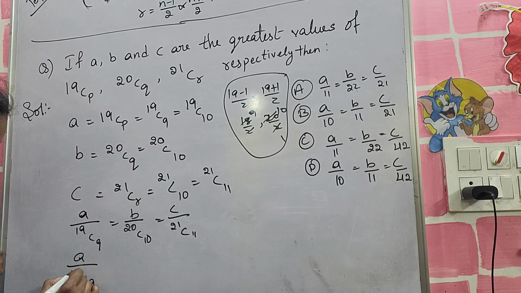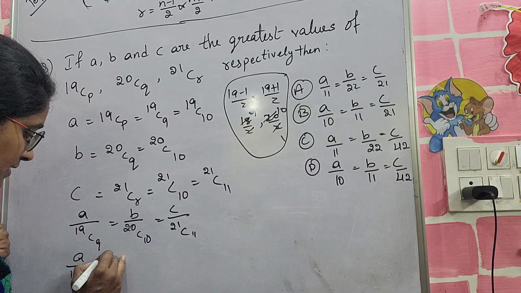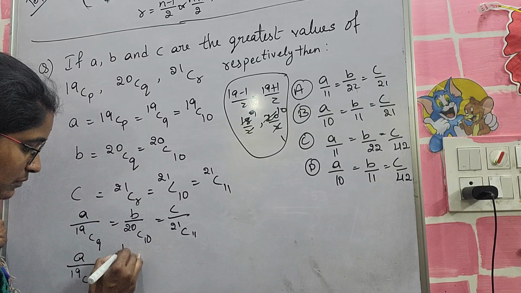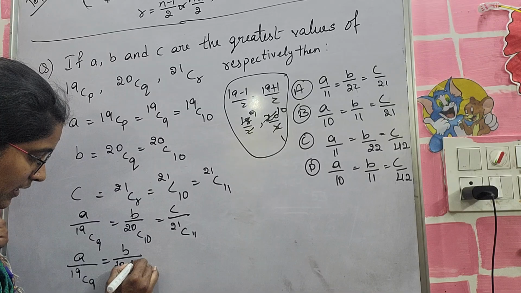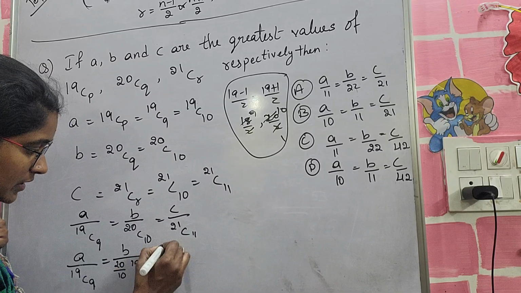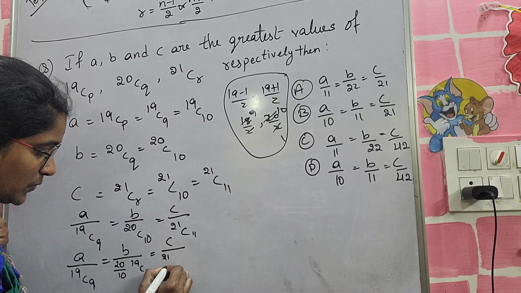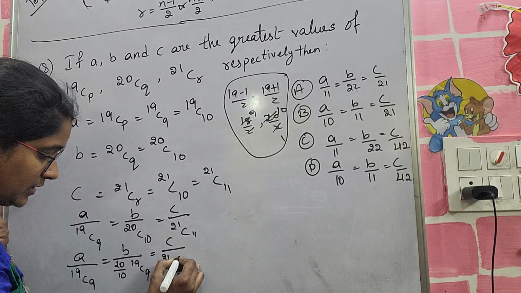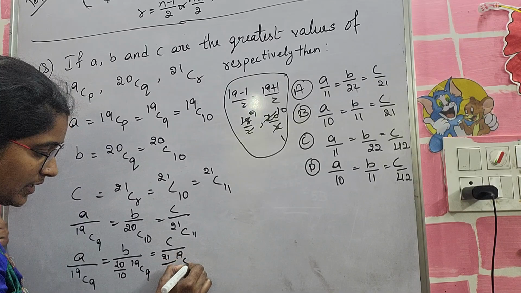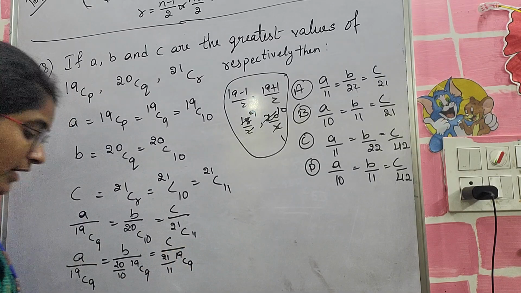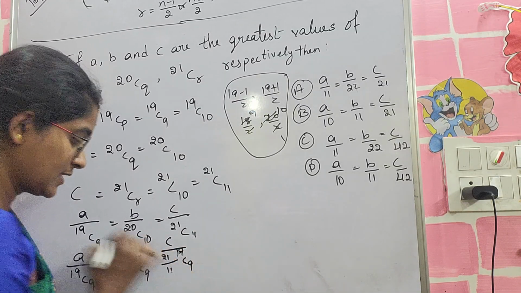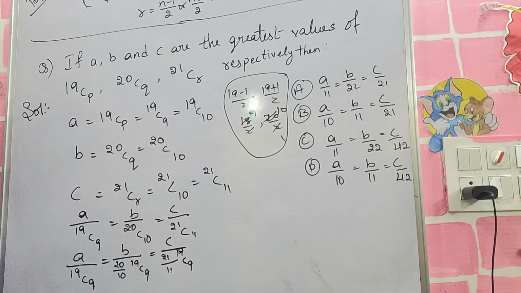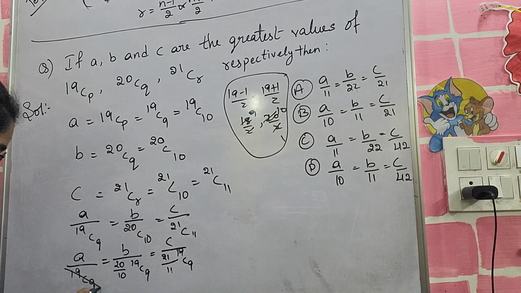19C9, it's looking like A, it's a 19. Okay, 19C9. Here, can I write it as B by 20 by 10? 19C9. Here, C by 21 by 11. 19C9. There is a formula of writing like this. If you want, I'll explain after the problem. Why are we directly able to write like this? So can I cancel this all?